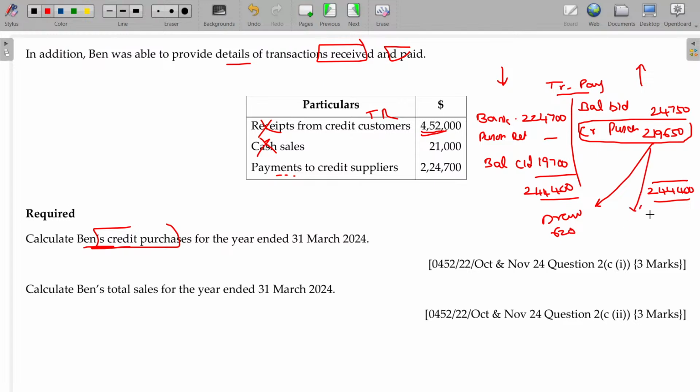purchases for sales. Or you can post the drawings directly here also, no problem. Drawings directly here. Drawings with respect to the goods being 620 and this balancing figure being 2,19,030.